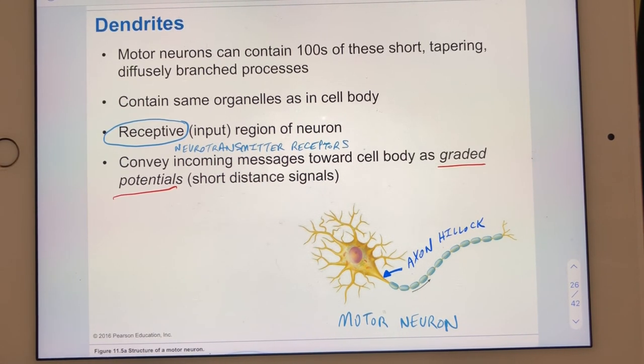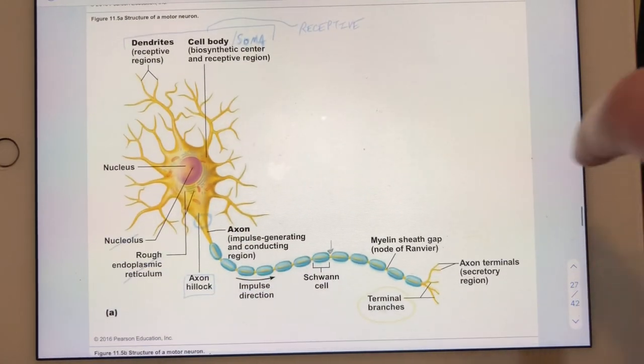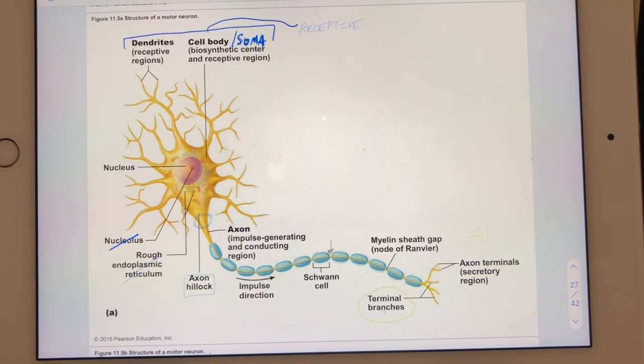All right, next slide is really important because it zooms us way in, okay? I've never asked my students about nucleolus, but nucleus, certainly, you should understand large organelles are in the cell body. Cell body is also known as soma. Okay. This particular neuron, which happens to be a motor neuron, does have oodles and oodles of dendrites. And both dendrites and cell body are likely to be receptive regions or act as receptive regions.